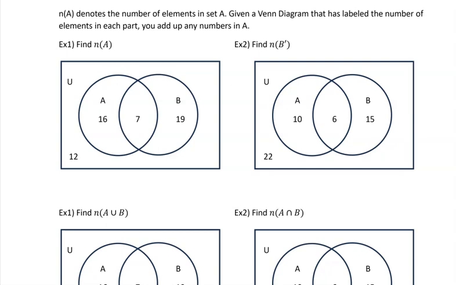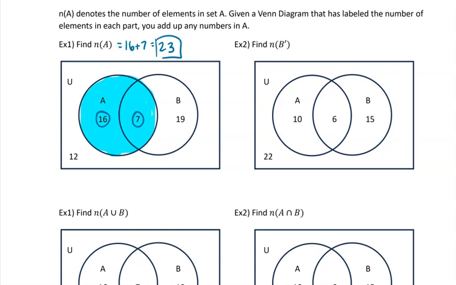All right, so here's what that means. For this first one, we're just trying to find N of A. So we're going to shade A. We want to shade whatever is inside of those parentheses. Then we add up the numbers that we shaded. So that's 16 plus 7, which is going to get us 23. That would be our final answer.